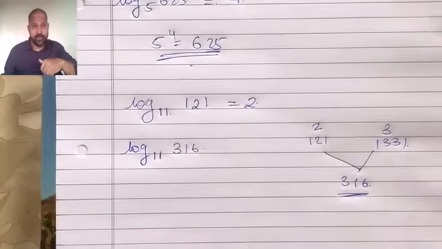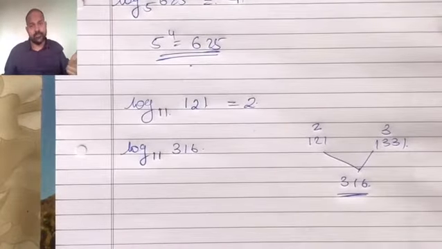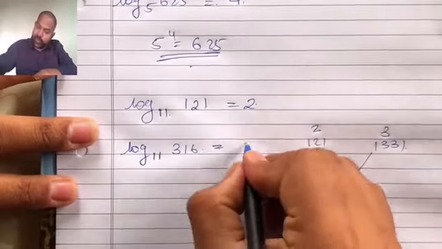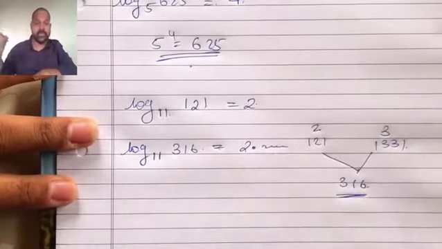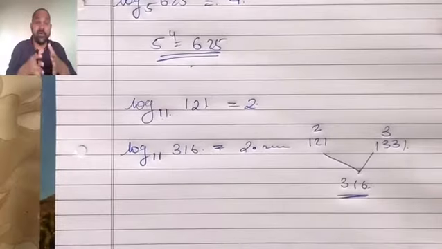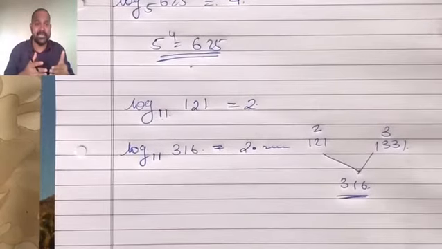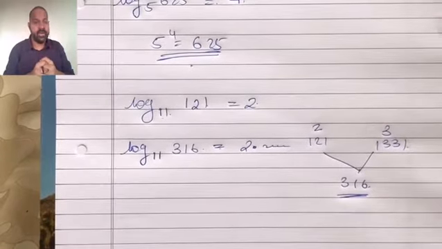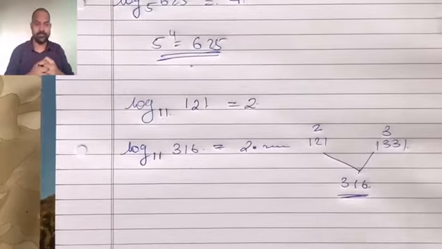Now the problem is, I can tell you one thing, that this answer should be somewhere between 2 and 3, so it should be 2 point something. But I can't tell you what the exact value is for a simple reason that I don't have a log table to the base 11. And this is where they came up with a solution for this problem.